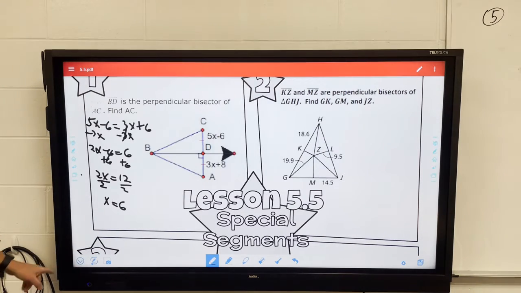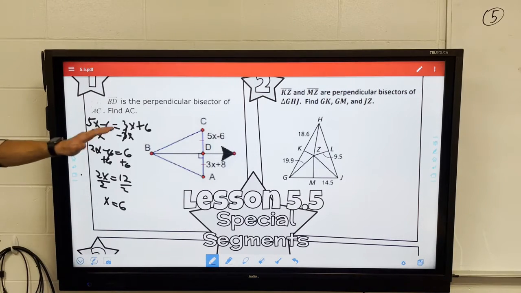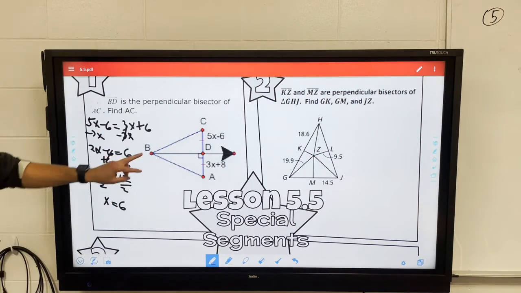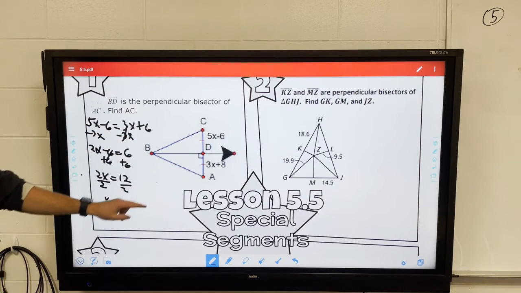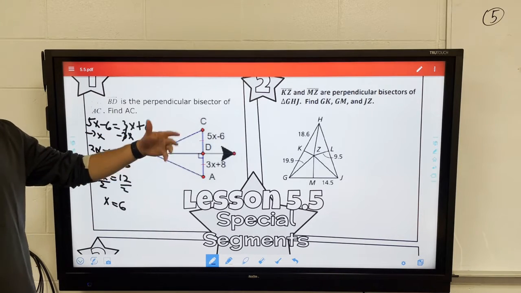So that's the value of x. Now I have to plug it back in to find the whole thing. But I know that these two sides are equal to each other, so I'm just going to plug it into one side and then just double it.